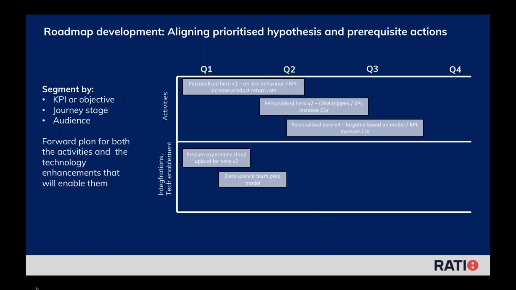roadmap. So a few things that we think an effective roadmap should include is that it should have some level of segmentation. So don't just build one roadmap for your entire CRO program or your entire personalization program. Look at how you can build a segmented roadmap by KPI or business objectives that you're trying to solve for, by what stage in the journey you're targeting these initiatives to, or by even what audience persona you're looking at improving experience for.